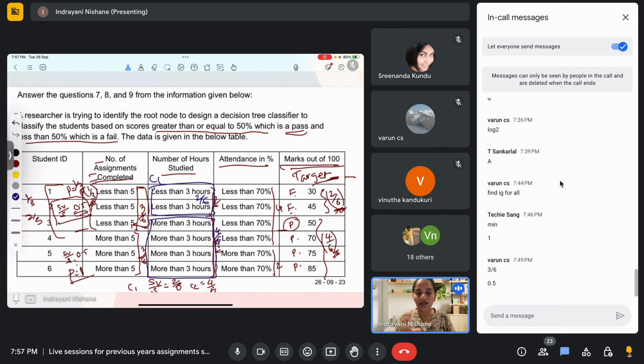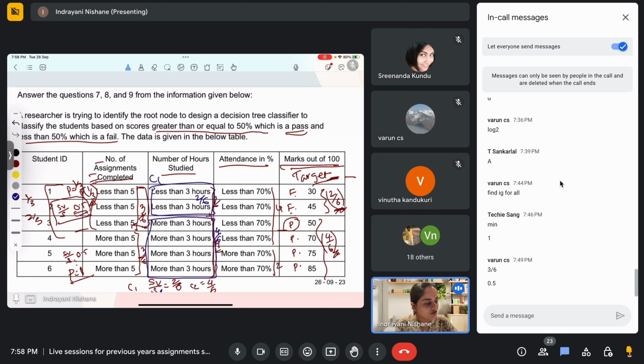Yeah, we'll count how many out of the total sample size is 6. Out of 6, how many students are in the class less than 3 hours and how many students are in the class more than 3 hours? That is what I mean by SV by S. So 2 by 6 and 4 by 6.